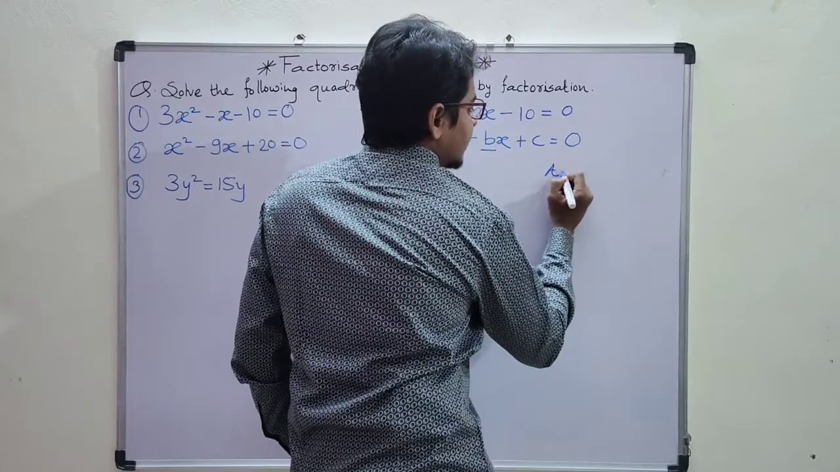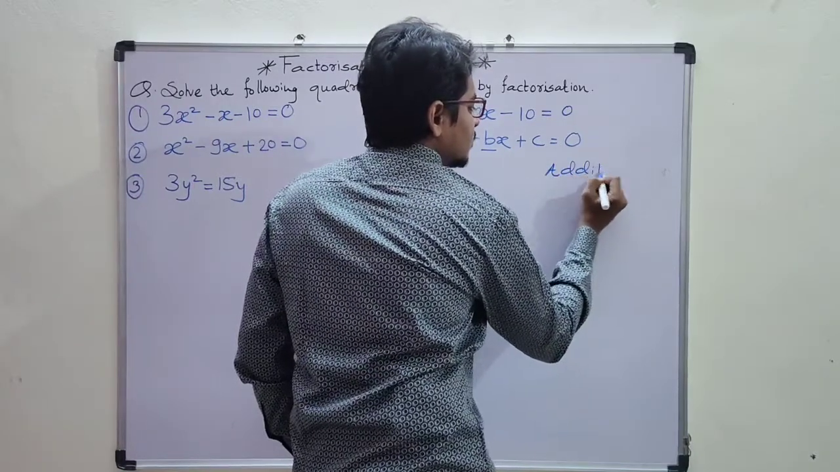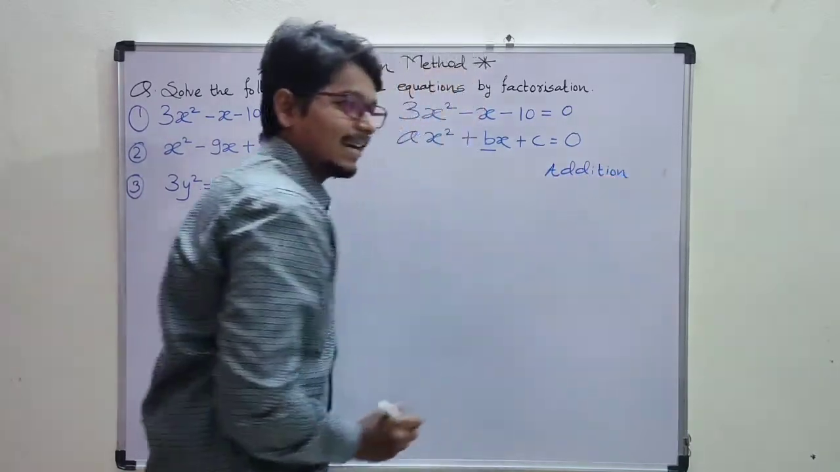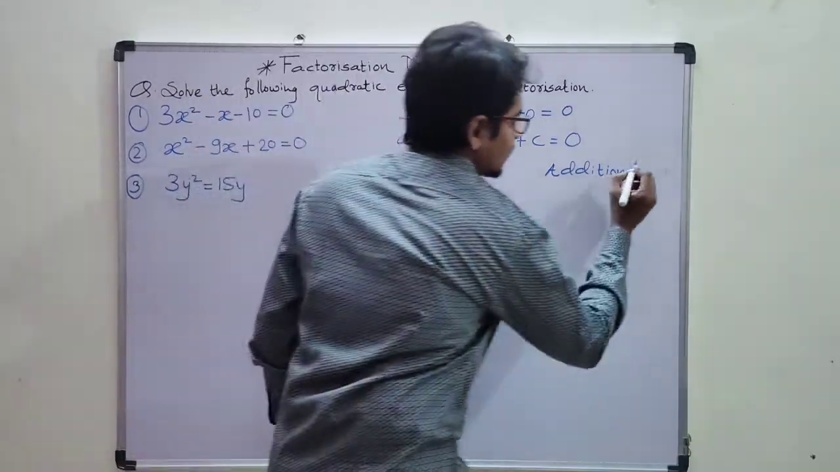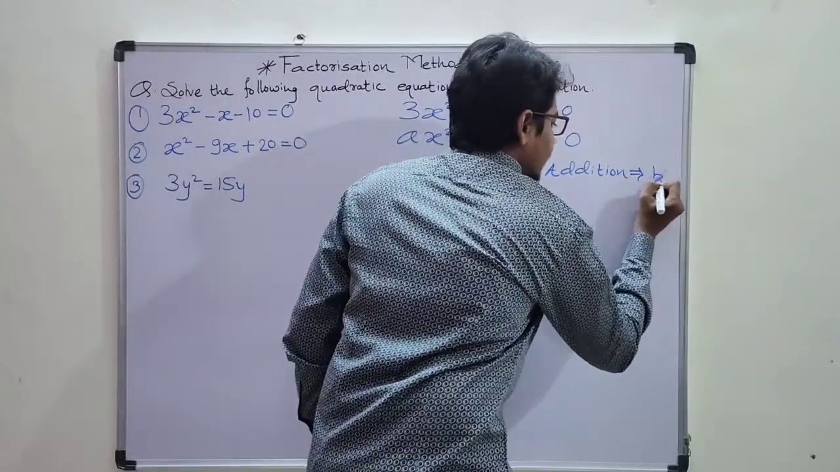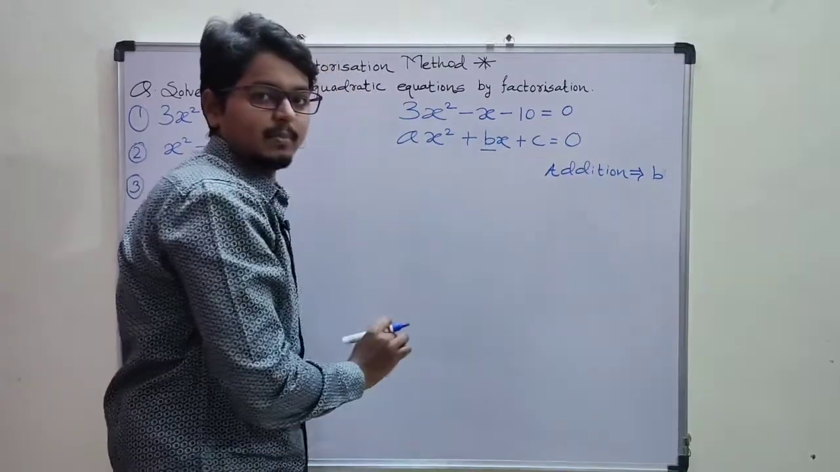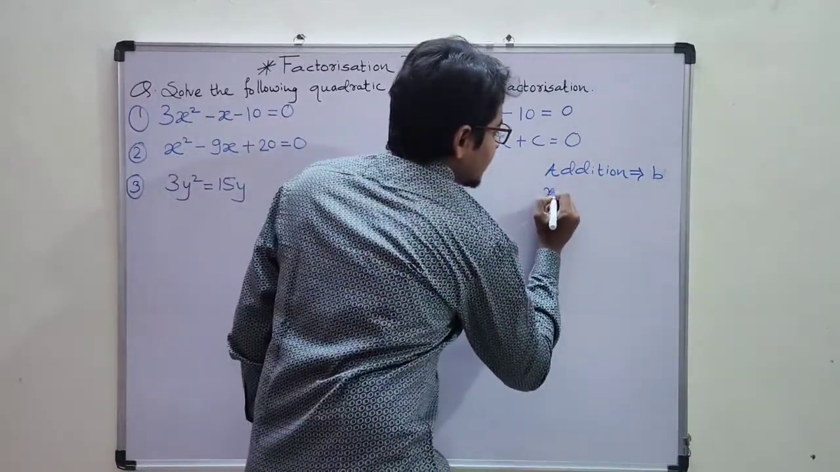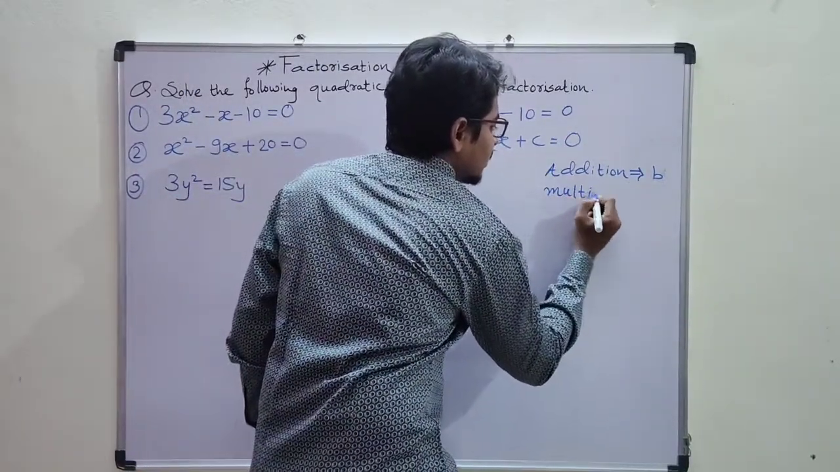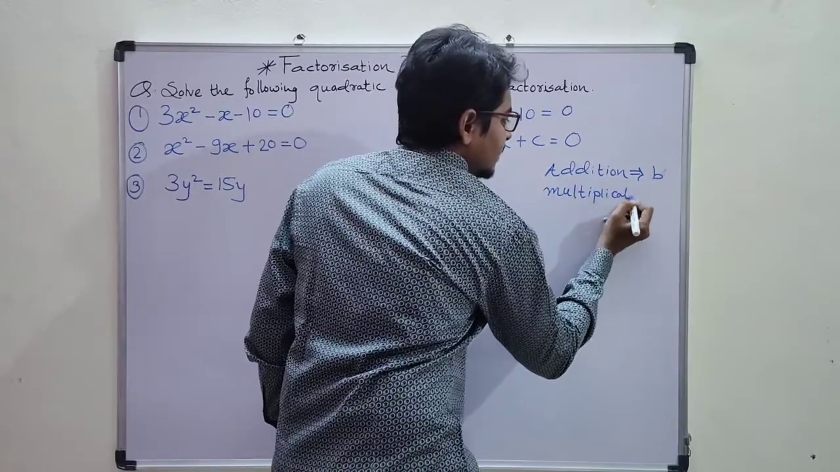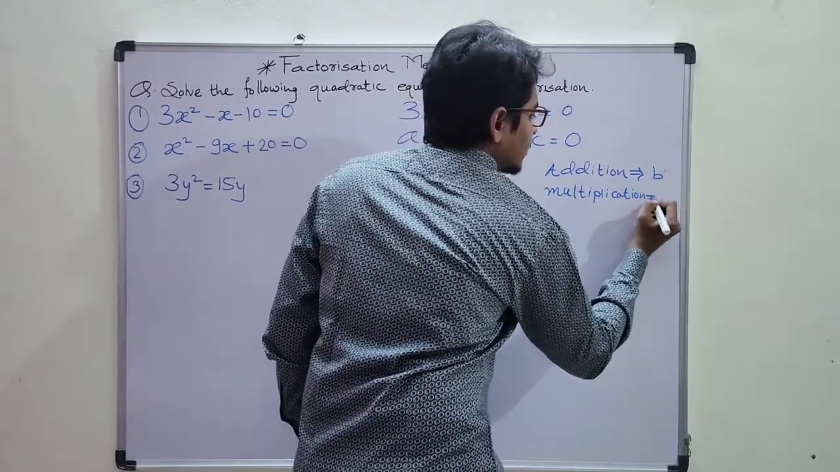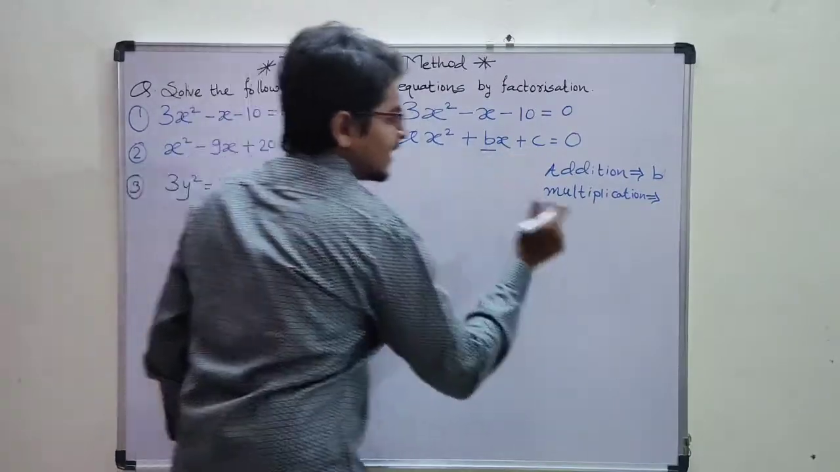I will write here, we want two numbers such that their addition should be b, this is the middle term, and their multiplication or their product should be AC.